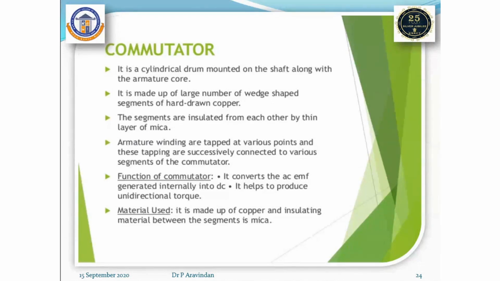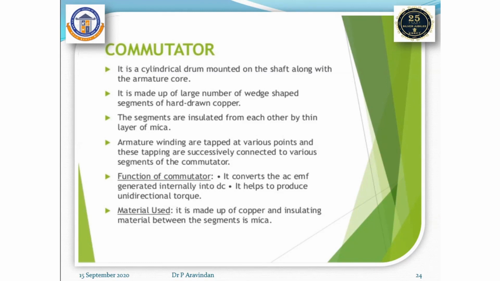It is a cylindrical drum mounted on the shaft along with the armature core. It is made up of a large number of wedge-shaped segments of hard drawn copper. The segments are insulated from each other by a thin layer of mica. This is very important. The mica insulation always has a higher mechanical strength than the copper. I already gave this in the objective questions in class assessment test 1: what is the mechanical strength of copper, brush and mica? I am asking the question; you may recall it from the MCQs of class assessment test 1.